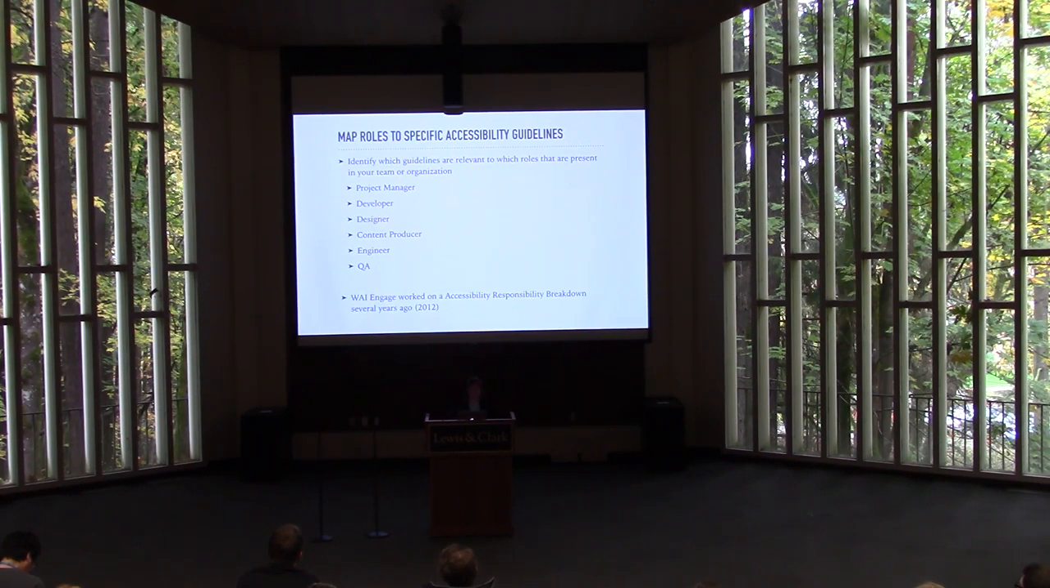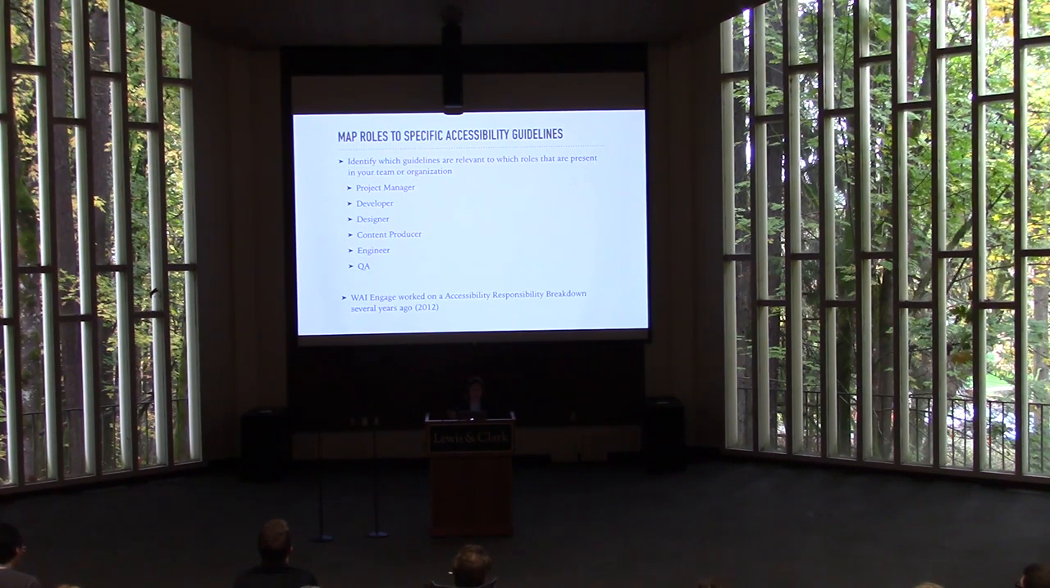Mapping roles to specific accessibility guidelines: identify which guidelines are relevant to which roles that are present in your team or organization. And even if your organization is an organization of one, that means that you're just filling all these roles. They exist. It's just not separate people. So some roles that you may want to have specific accessibility guidelines or strategies for would be a project manager, a developer, a designer, content producer, maybe an engineer, tester.